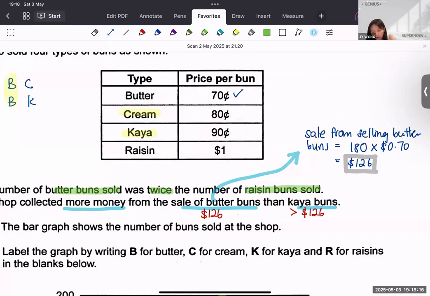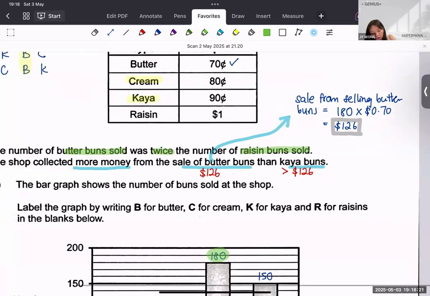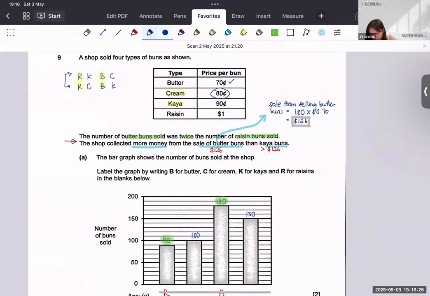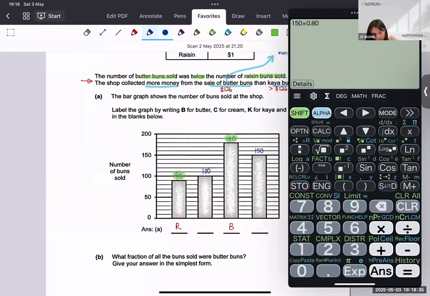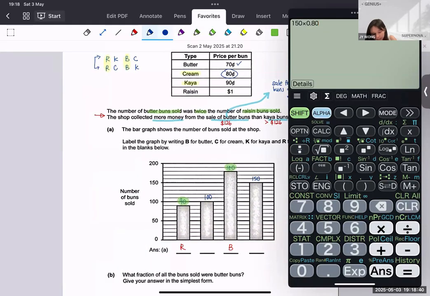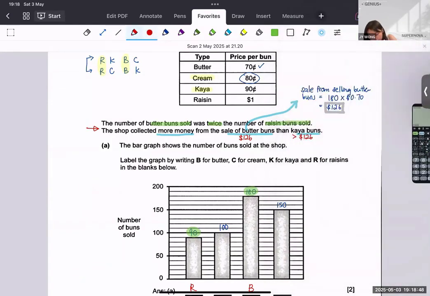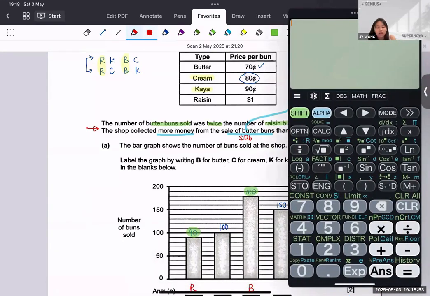So now you think about it. What is the way to eliminate the answer? We can try cream. Cream is 80 cents, right? So you take your calculator, 150 times 80 cents. This is the cream, right? But does the cream help us to find any answers? The only thing that tells us is about kaya. So you should use kaya to help you. It won't tell you anything from cream. So you should not use cream. You should be using kaya.